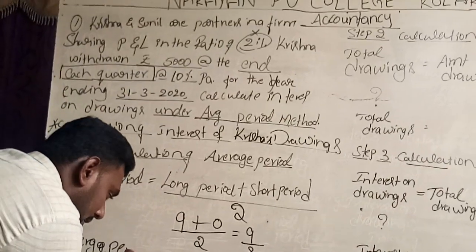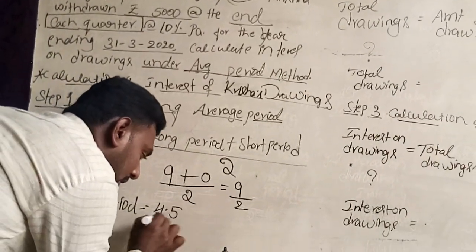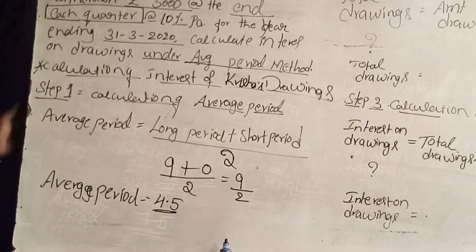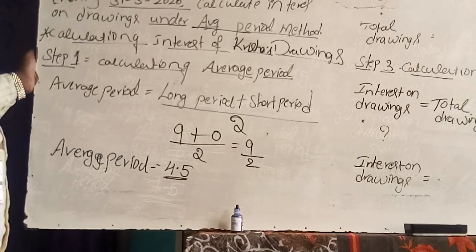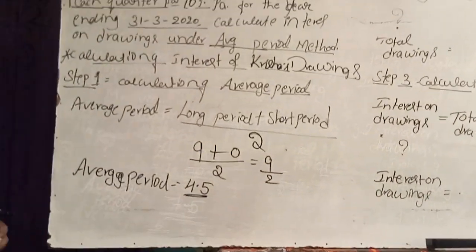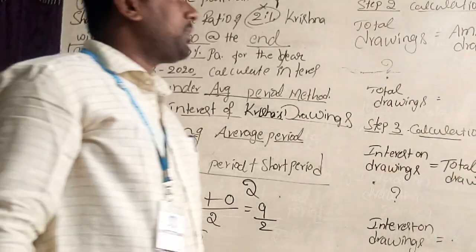Average period is equal to 4.5. 9 divided by 2 will be converted into 4.5 months. So average period is 4.5. So this is step number 1. Let's come to step number 2.